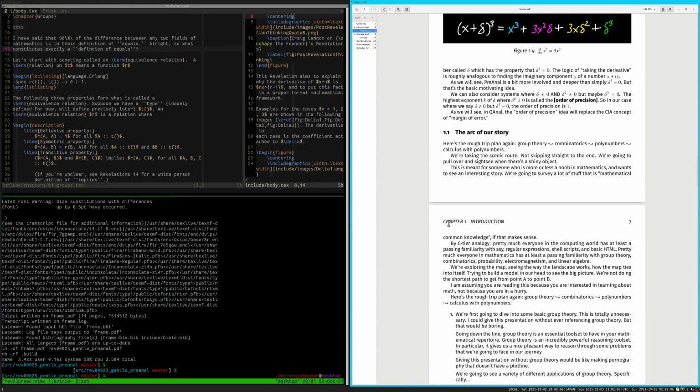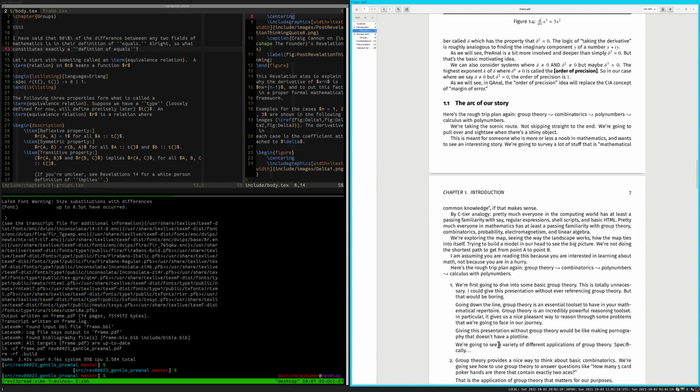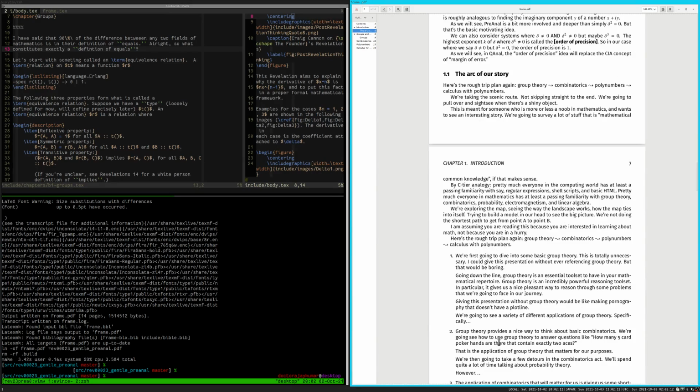Here's the rough trip plan again: group theory to combinatorics to polynumbers to calculus with polynumbers. We're going to dive into some basic group theory. This is totally unnecessary. I could give this presentation without ever referencing group theory, but that would be boring. Going down the line, group theory is an essential tool set to have in your mathematical repertoire. It is an incredibly powerful reasoning tool set. In particular, it gives us a nice, pleasant way to reason through some problems that we're going to face in our journey. Giving this presentation without group theory would be like making pornography that doesn't have a plot line.